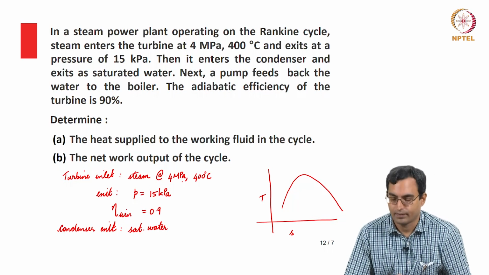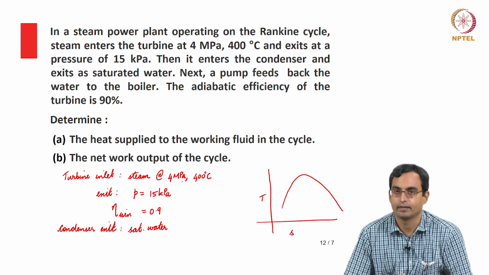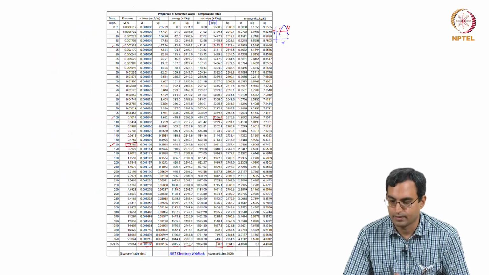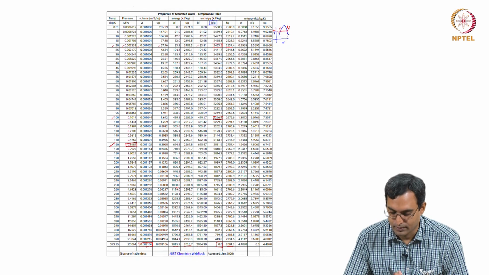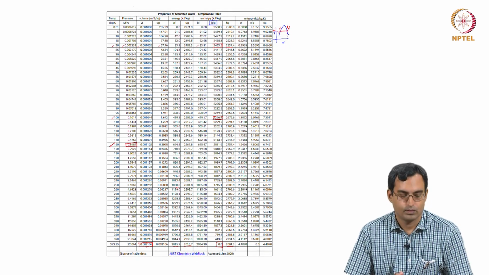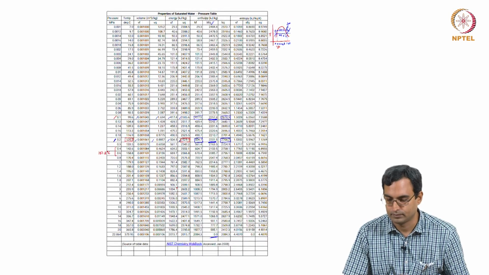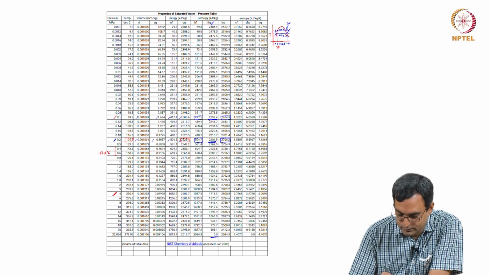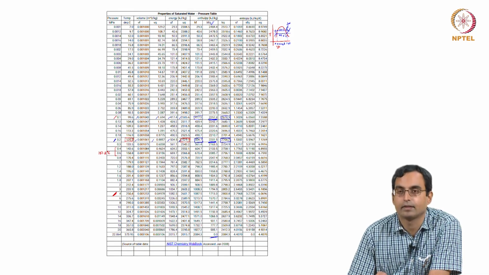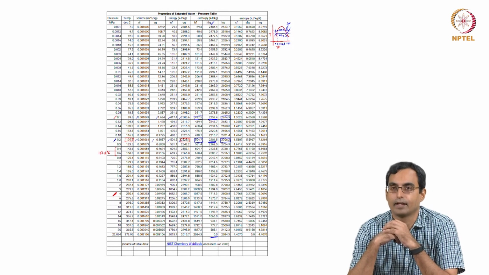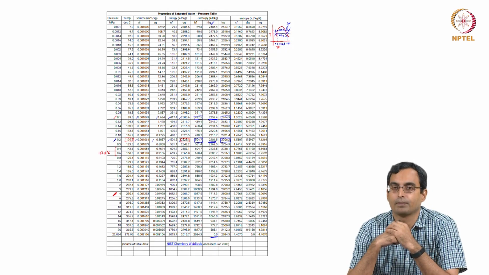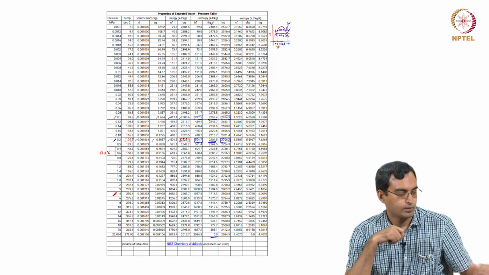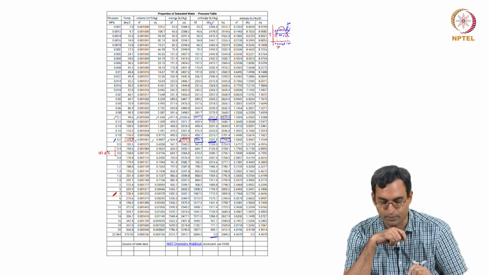We want to see where we have 4 megapascals and 400 degrees centigrade from the steam tables. I have here the steam tables. We are looking for 4 megapascals. So, we will go on to the pressure table. So, I have 4 megapascals here. The saturation temperature is 250 degrees centigrade at 4 megapascals. So, I have a temperature of 400 degrees centigrade, which is much higher than this. So, therefore, it must be in the superheated region. So, that information is sufficient for me for the moment, so that I can draw it.